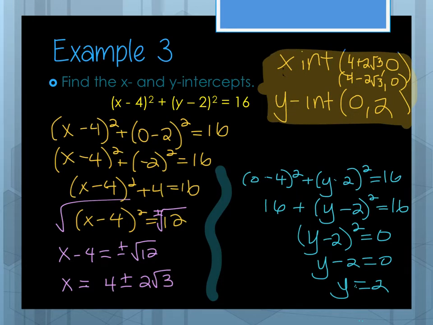All right, so you should have gotten 2 because when I go to square root 0, there's no such thing as plus or minus 0. It's just 0. And then add the 2 and I get 2. So in this case, you have 2 x-intercepts and 1 y-intercept. There's no fixed amount that a circle has to have. Could a circle have no intercepts whatsoever?